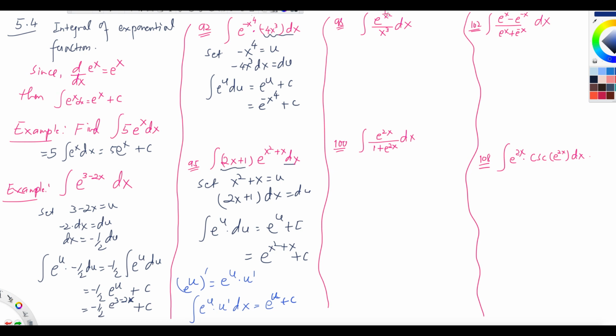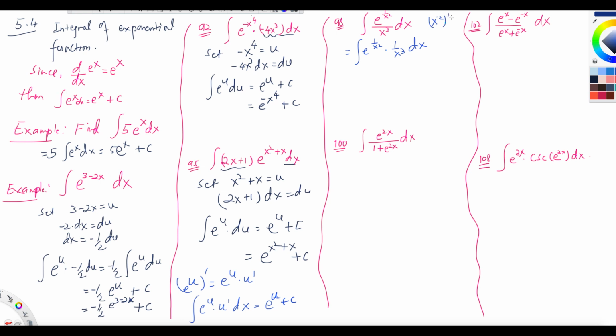e to the u, where u is 1 over x squared. What is the derivative of 1 over x squared? Do you know that? You can write this as e to the 1 over x squared times 1 over x cubed dx, right? So what is the derivative of u here? The derivative of u, 1 over x squared is the same as x to the negative 2.